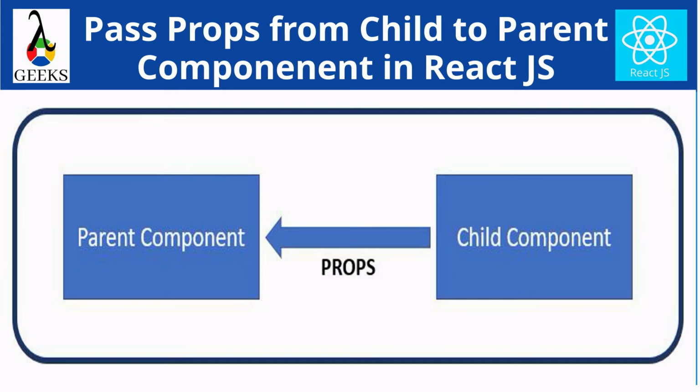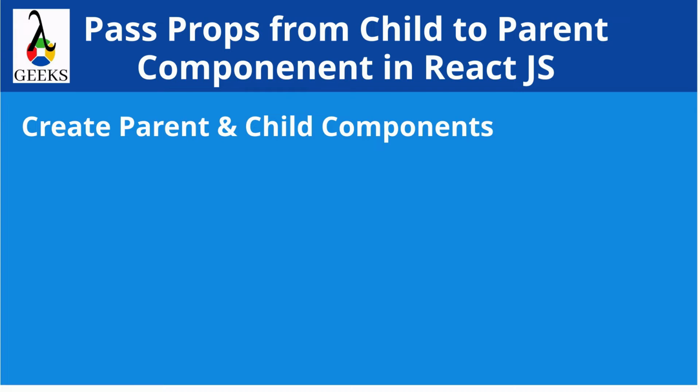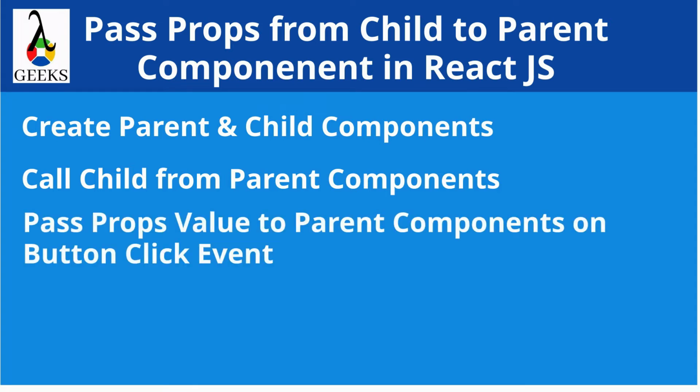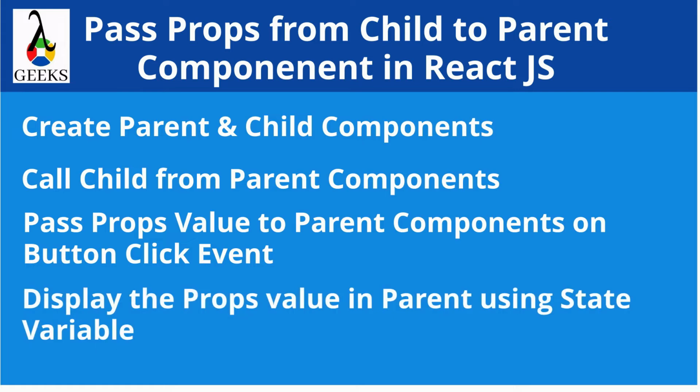During the explanation, first, we will create parent and child components in the React project. Then we will call child component from parent. After this, we will pass props value to parent components on button click event, which means render parent from child using state variable. At the end, we will display the props value in parent using the state variable. The entire explanation will be done through a demonstration example of React Hook.